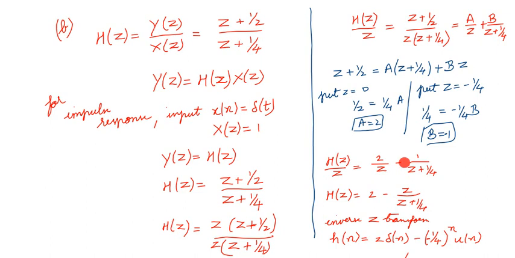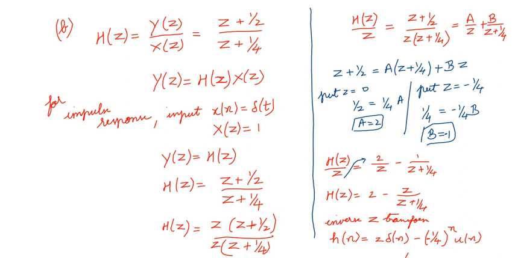Now substitute the A and B values. A is 2, B is minus 1. Now bring z to the right side numerator. If you multiply, 2 into z by z, the z cancels, it becomes 2 minus z by z plus 1 by 4. Now you take the inverse z transform. The inverse z transform of 2 is 2 into delta of n, and for z by z plus 1 by 4 it is minus 1 by 4 whole power n u of n. So this is the impulse response, or the unit sample response, of the given system.